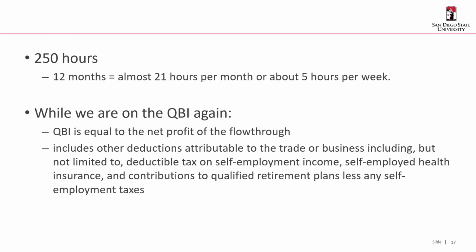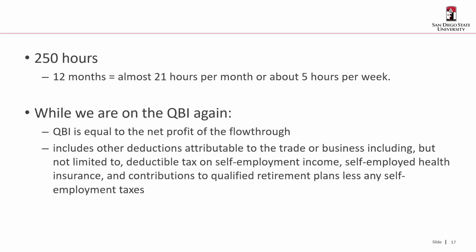All right, so lastly, while we're on the QBI again, the QBI is equal to the net profit of whatever that flow through is, right? So qualified business income. But you actually get to modify that a little bit. Remember when we talked about just a few slides ago, we said, look, you take Schedule C and you report that number, but there were a couple items, right? Self-employment health care, self-employment taxes that were reported separately. Well, those are actually considered deductions for the QBI.